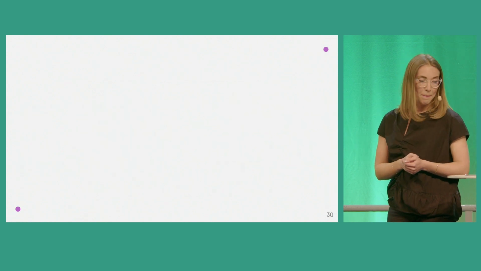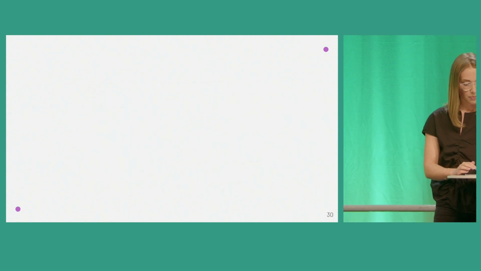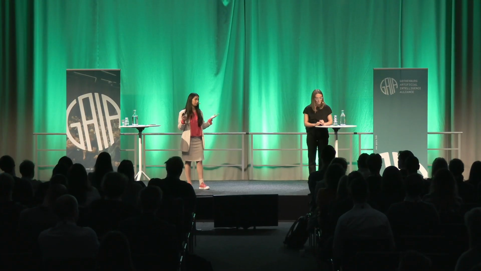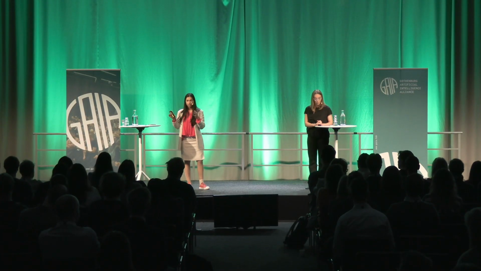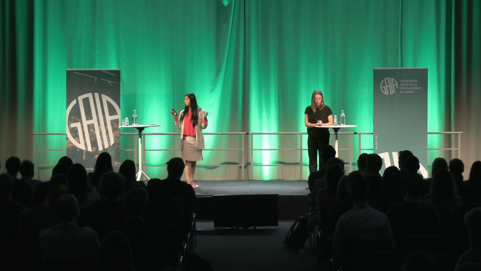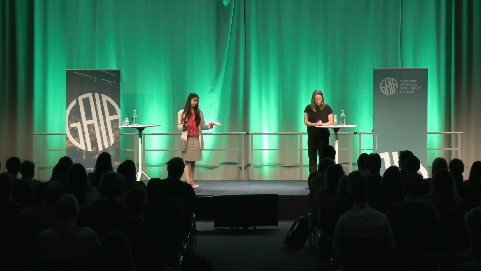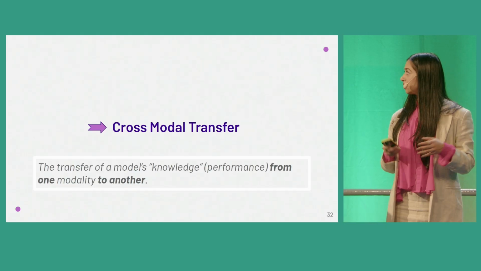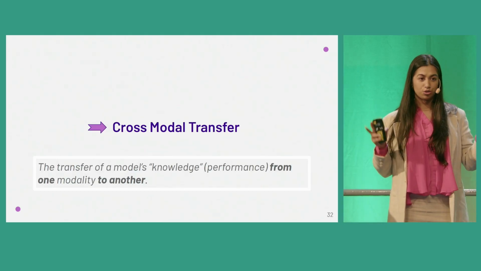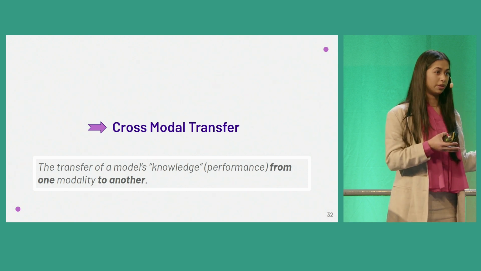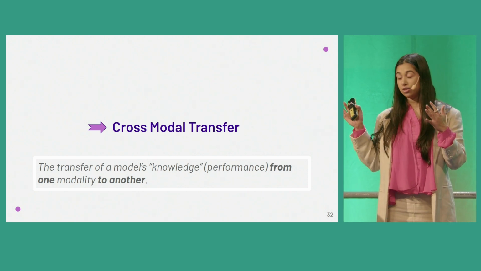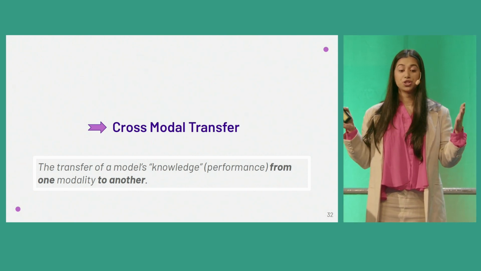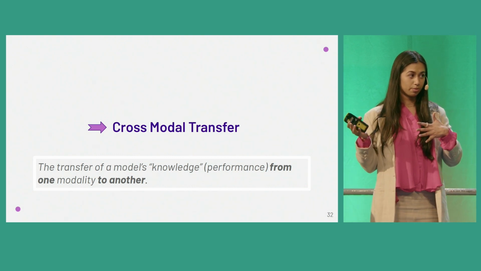So now you've seen our pipeline and you're familiar with the end goal of reducing the amounts of annotations. So how does our pipeline make this end goal possible? As you might have guessed, the star of the show: cross-modal transfer. Formally, cross-modal transfer is defined as the transfer of a model's so-called knowledge from one modality to another, and knowledge we measure in terms of event detection performance.